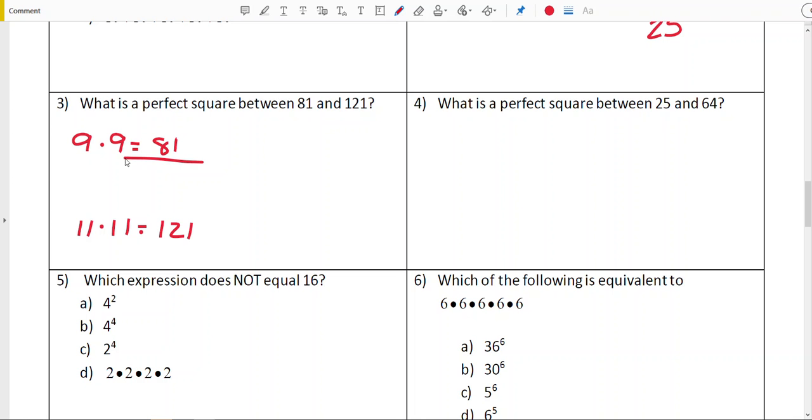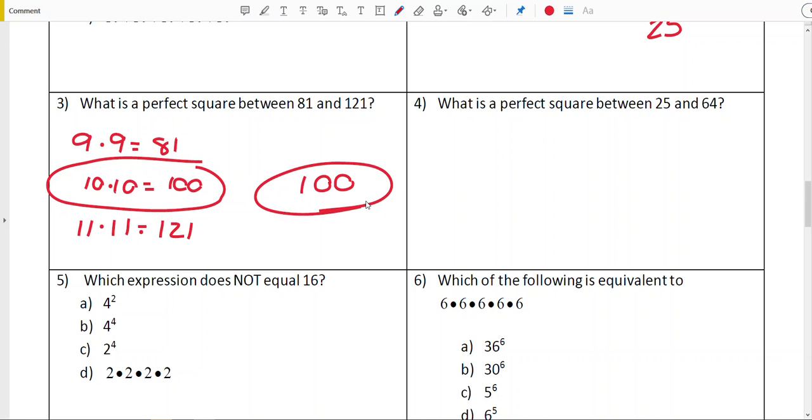So I'm looking for the perfect square that falls in this blank here. The perfect square that would fall in that blank would be 10 times 10, which gives you the perfect square of 100. So 100 is the perfect square that falls in there. I'm not looking for the factors. I'm not looking for the exponent. I'm looking for the actual square and how many pieces it is made out of.